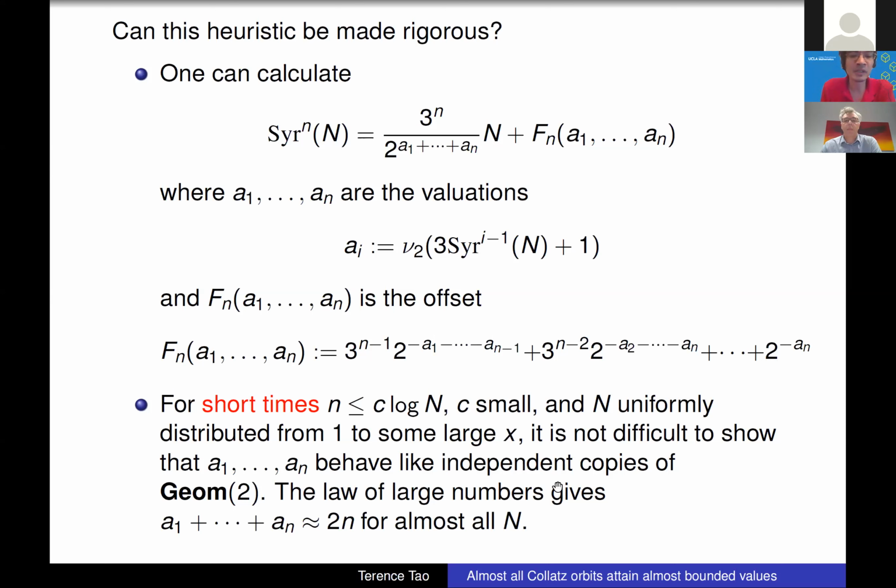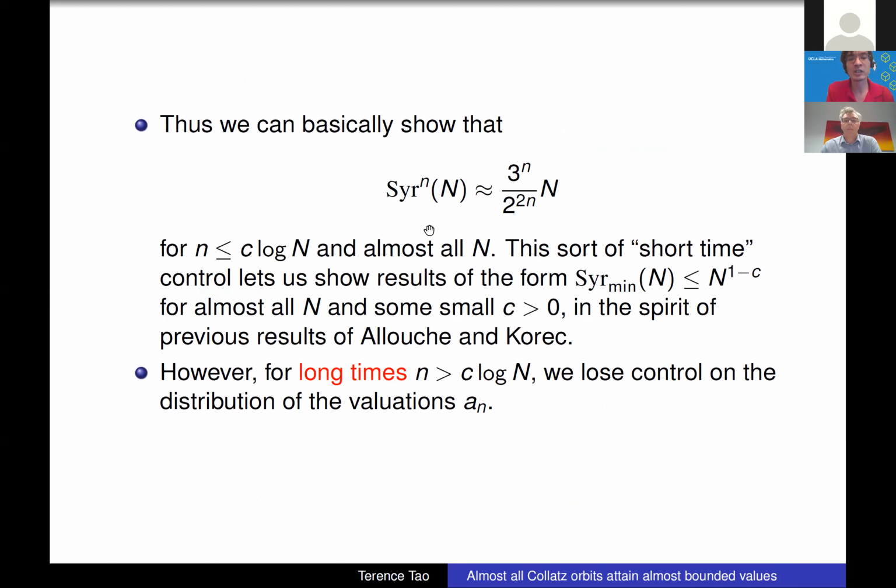So the law of large numbers suggests, therefore, that the sum of these n numbers is like n independent copies of a random variable of mean 2, and the law of large numbers tells you that this should roughly be 2 times n. And for n large, this offset is very small, and so you're led to the prediction that the nth iterate of the Syracuse map is roughly 3 to the n over 2 to the 2n times n. That's like this red line I drew in that graph a few slides earlier. And this is something that you can actually establish rigorously for almost all n. There's a version of the law of large numbers that you can use to establish this. I guess it's called the strong law of large numbers.